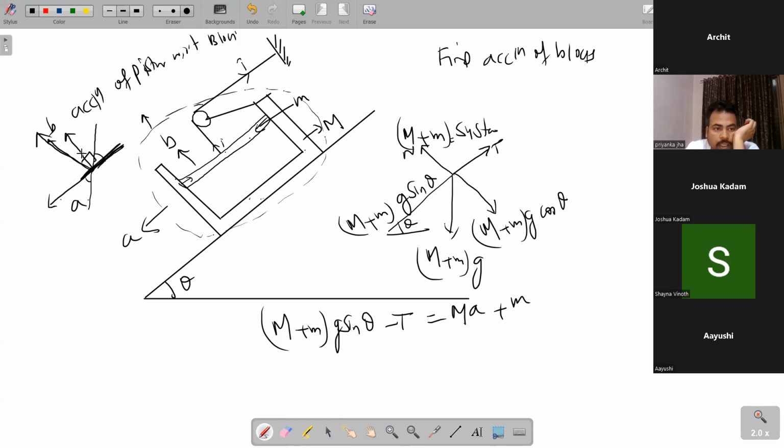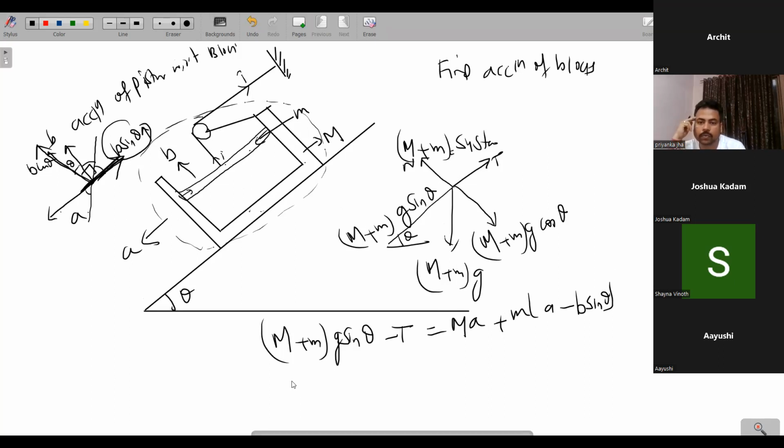So this angle is theta, this is 90 minus theta. So B will have two components, B cos theta and B sin theta along the inclined plane. We are considering the motion along the inclined plane, and the whole thing is coming down. So the block's acceleration along the inclined plane would be A. So A minus, and this B component is heading upward. So A minus B sin theta. Is it clear or do you have any doubt?